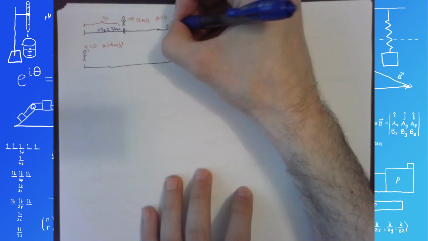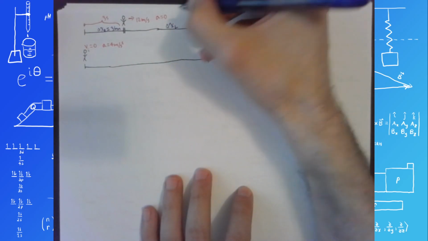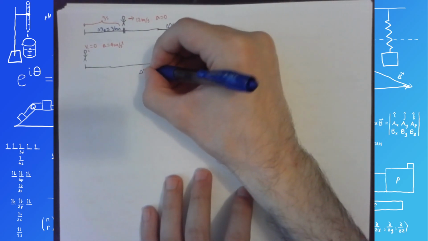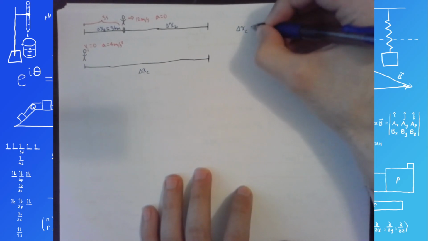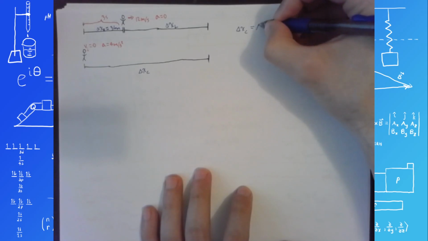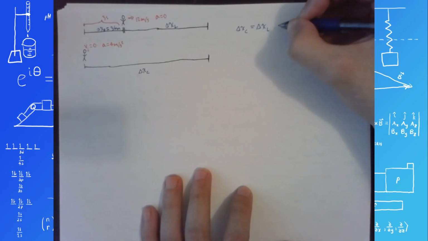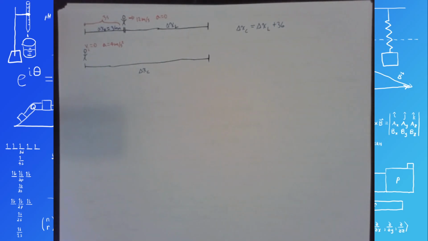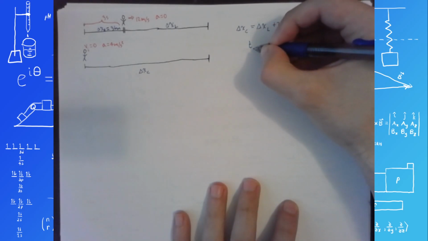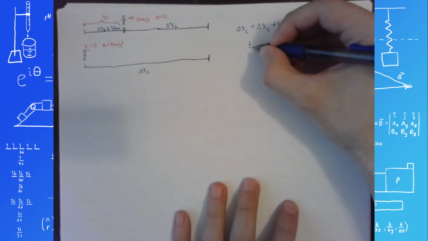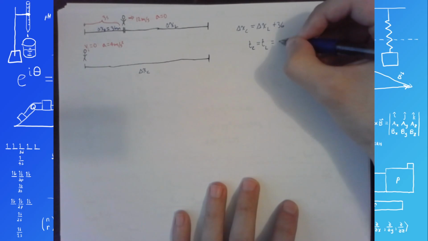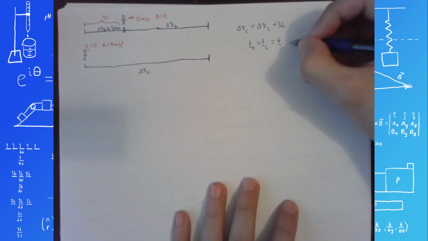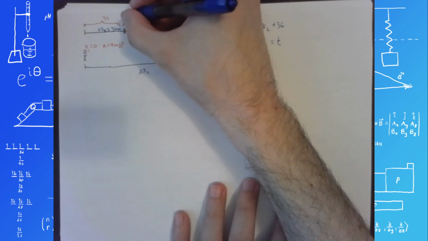And then I'll call this delta x of the leading player, and I'll call this delta x of the chasing player, and I will write the relationship: delta x achieved by the chasing player, assuming they catch the leading player, is delta x of the leading player plus 36. And then time of the chasing player equals time of the leading player, which I will simply refer to as t. This is assuming I start the timer when this guy is over here.